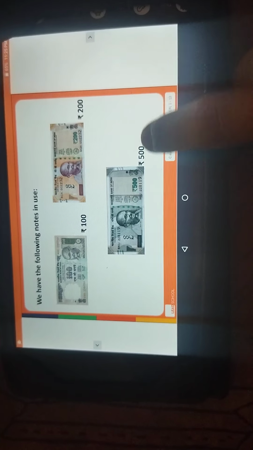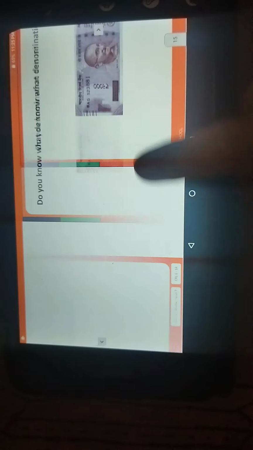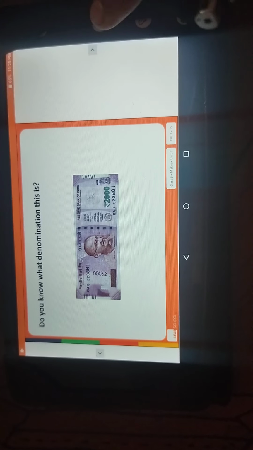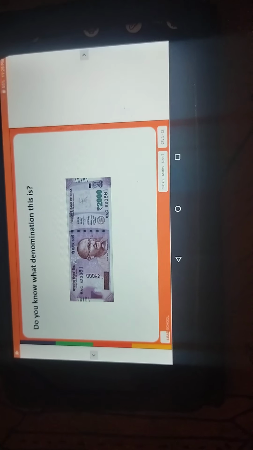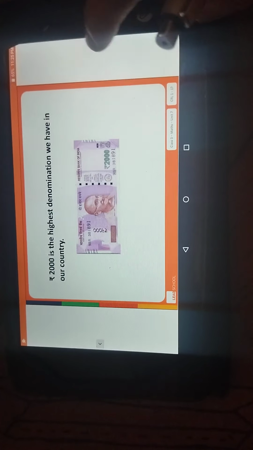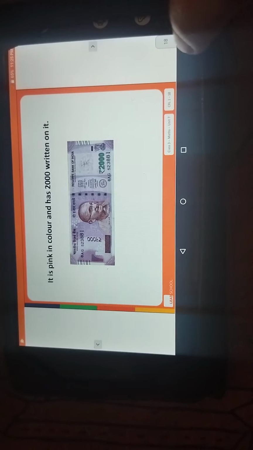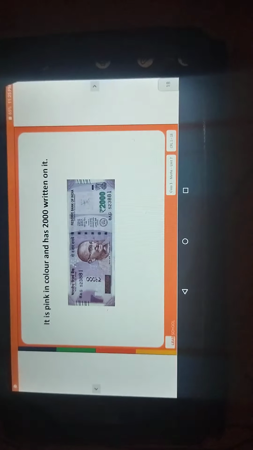This is a 500 rupees note. Like that, the 200 rupees note, which color is there? There is a pink color. Okay students, so this is the highest, and the pink one has 200 rupees written on it. Okay, now we will start worksheet number one.